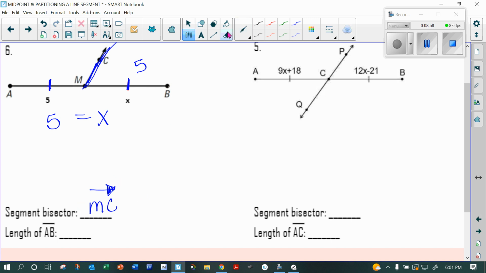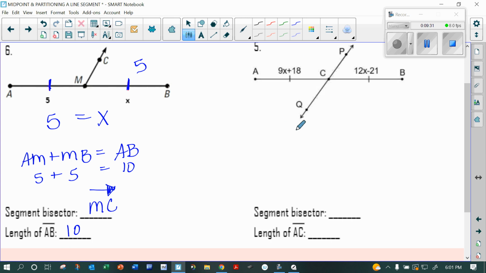This is what's cutting it in half. Let me make sure I don't cover up the arrows there. So MC is my bisector, and the length of AB, the whole entire thing. So remember, part plus part equals whole. So since 5 is equal to X, I know 5 plus 5 is equal to 10. So AB is 10. And I know that's a super easy example, but you do them the same.